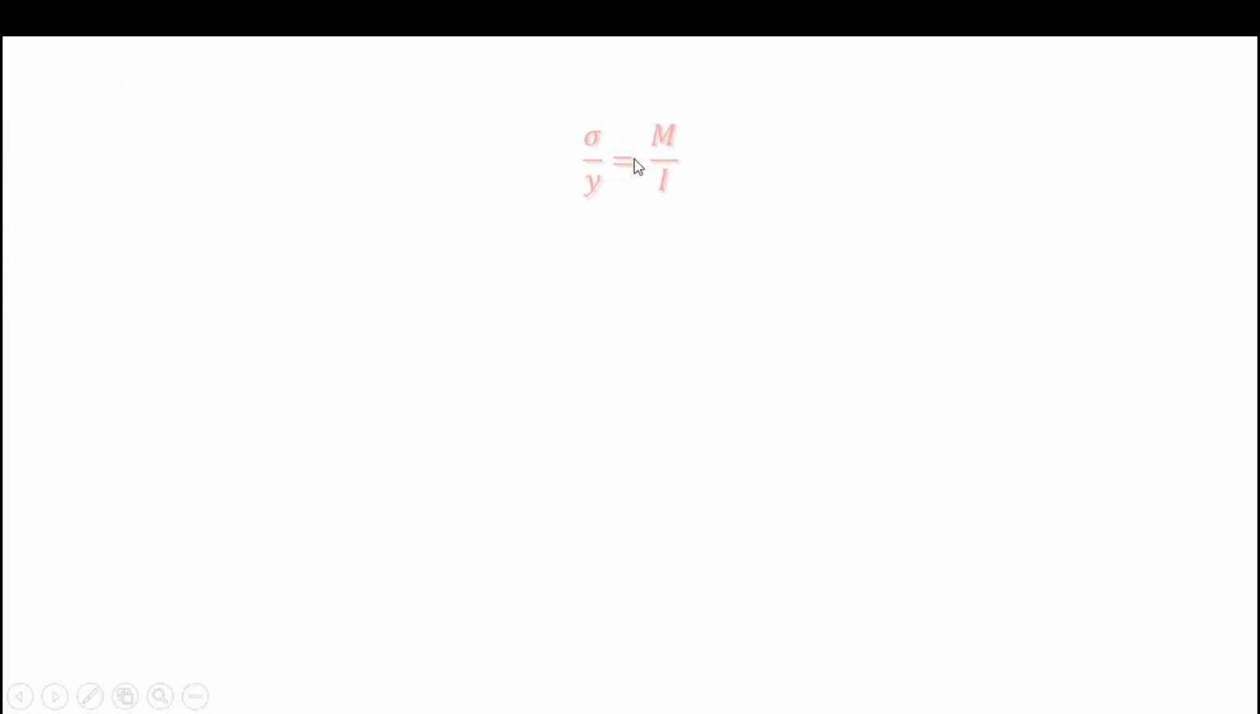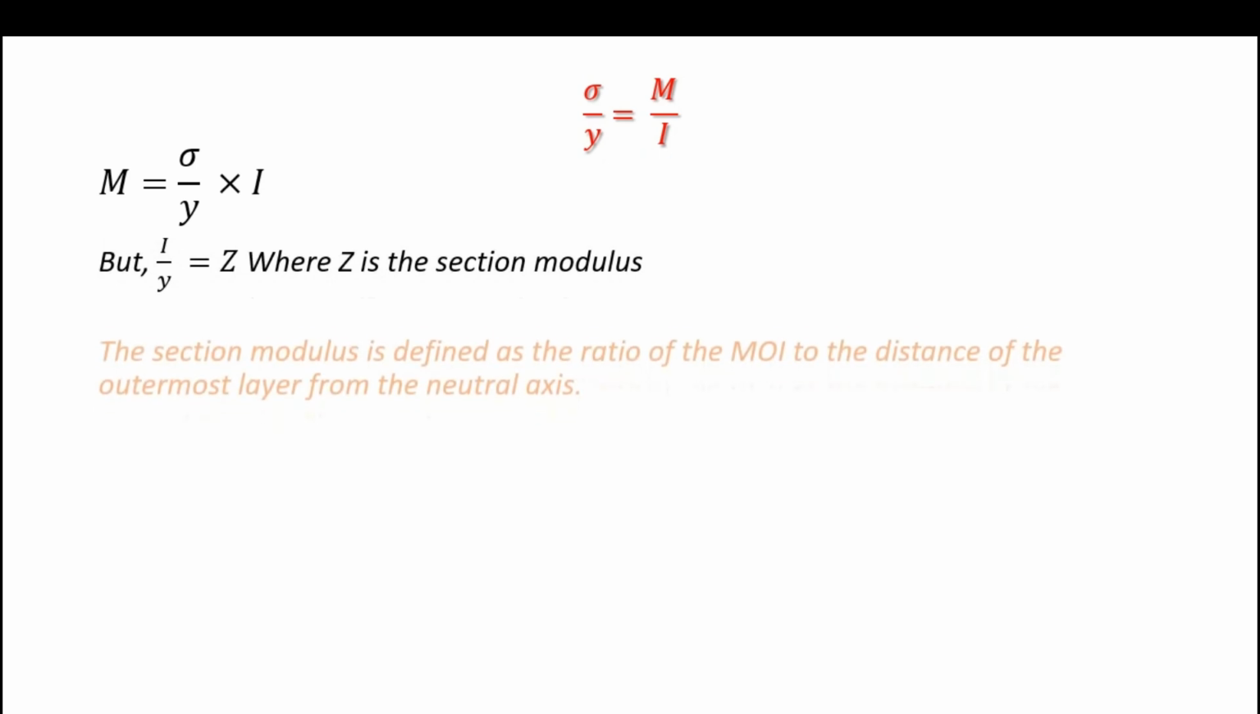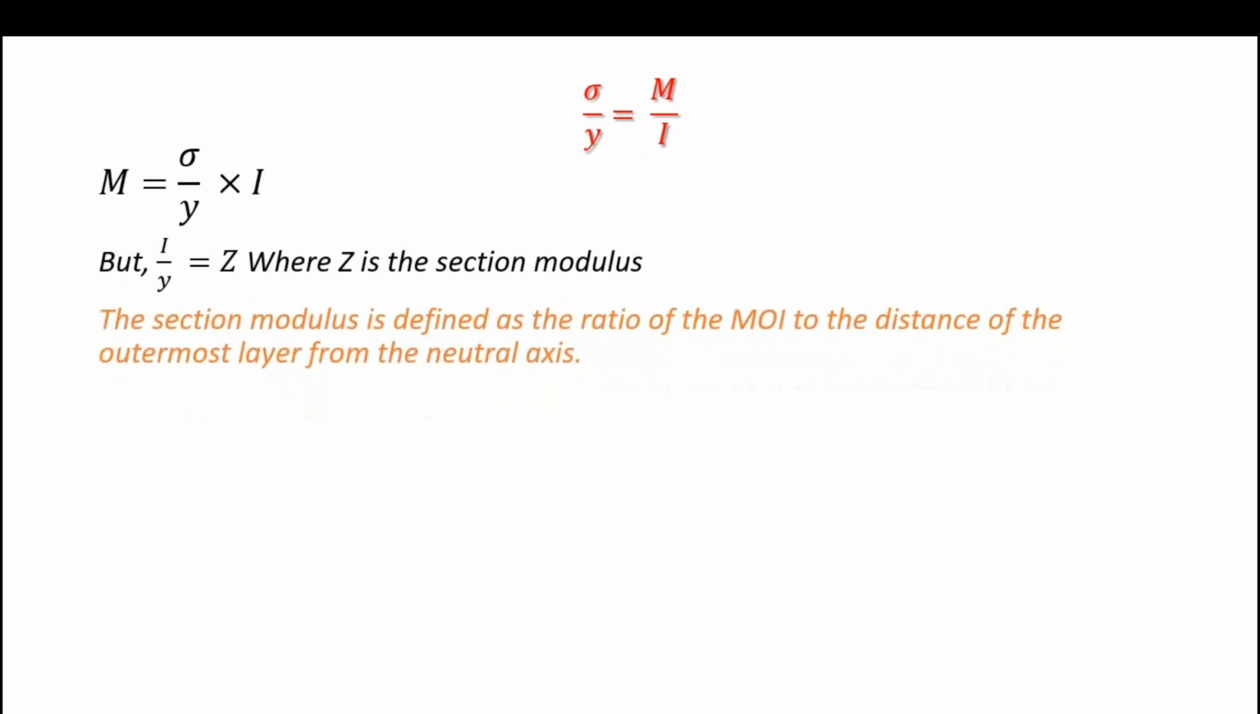Now this is what we have. Since we have already established that the maximum bending moment must be equal to the moment of resistance of the beam at equilibrium, why don't we express M in terms of other parameters? If you do that, another parameter will pop out, the section modulus. So the section modulus is just the ratio of the moment of inertia to the distance of the outermost layer from the neutral axis. With that, you can express M in terms of sigma and Z.